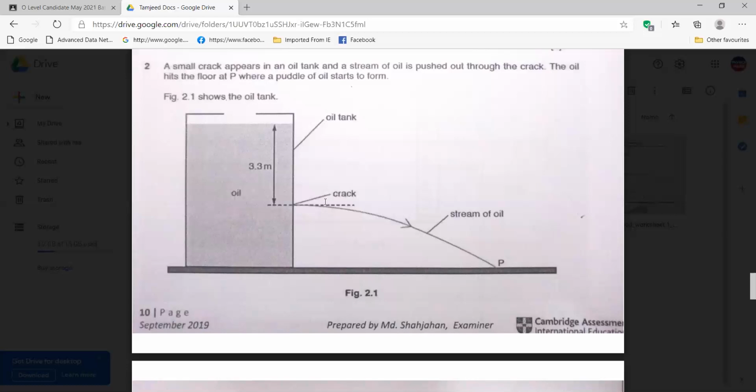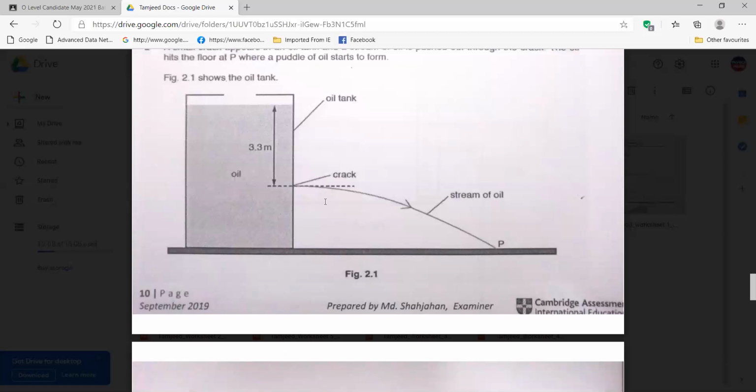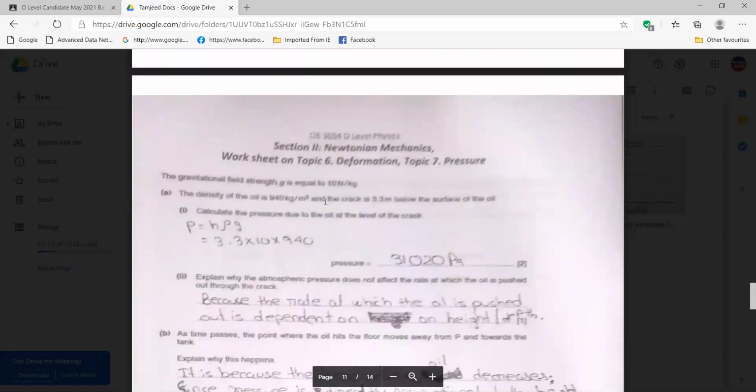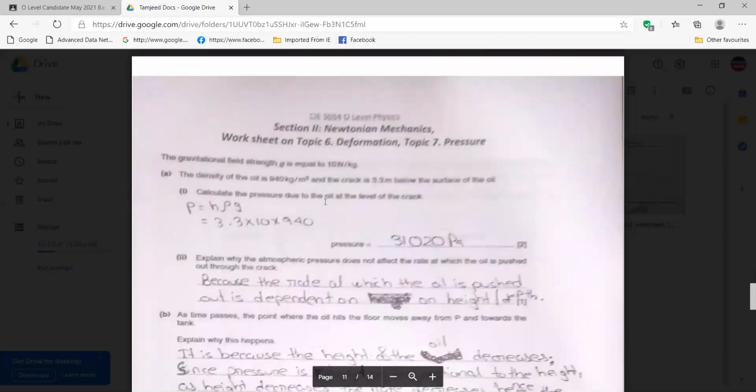Should I repeat what I said? No, sir, I'm just trying to understand. Think from the question. The worksheet is in front of you, right? Go through the question, then try to explain why atmospheric pressure does not affect the flow, and try to understand from the description I told.